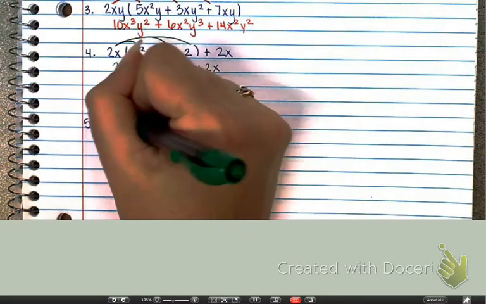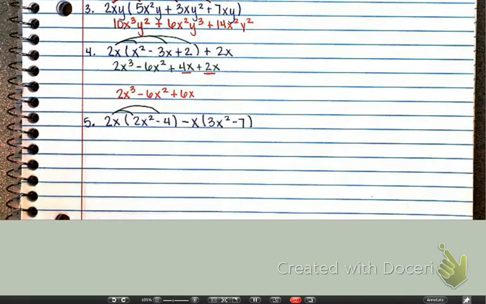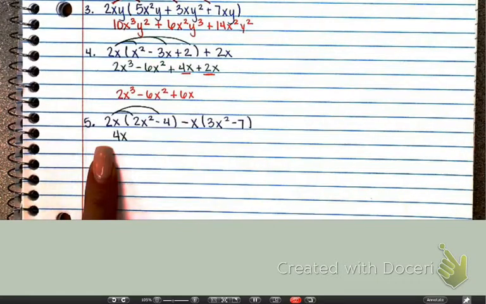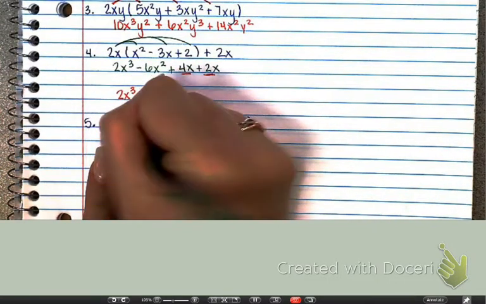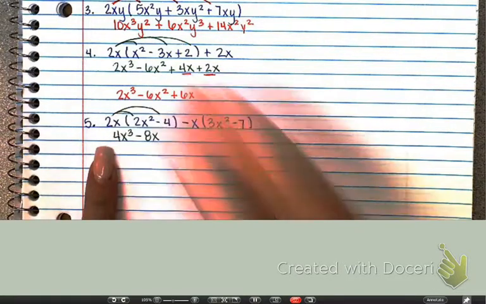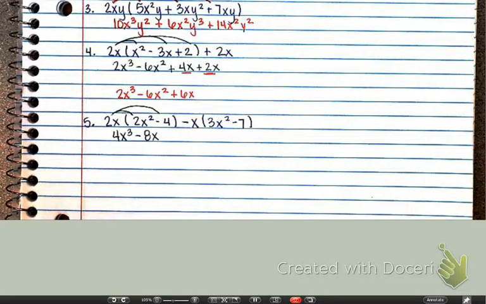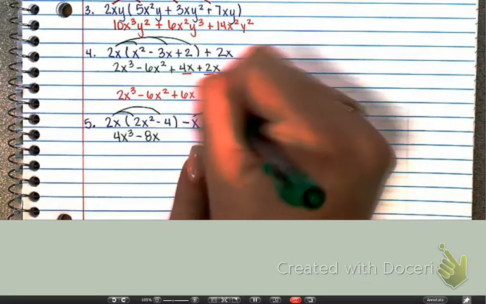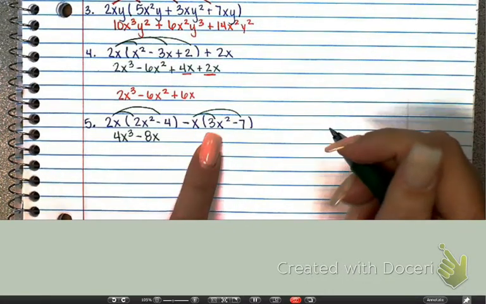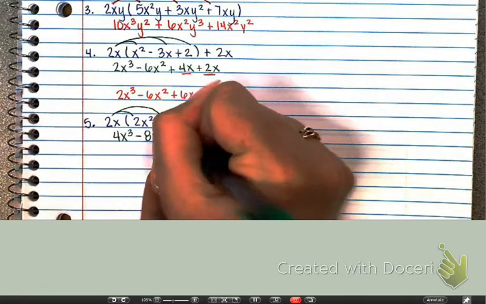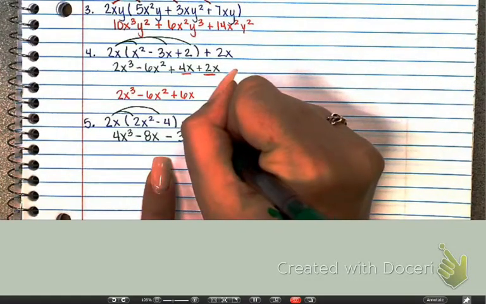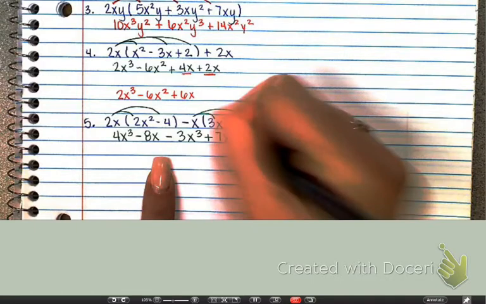So again, let's start with the first set of parentheses and distribute. 4x to the third minus 8x. Okay, that first set of parentheses is good. Then I need to multiply this second set in. Negative 1x times 3x squared is a negative 3x to the third. And negative x times negative 7 is a positive 7x.